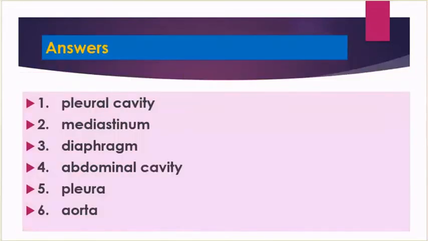Number 1, pleural cavity. Number 2, mediastinum. Number 3, diaphragm. Number 4, abdominal cavity. Number 5, pleura. Number 6, aorta.